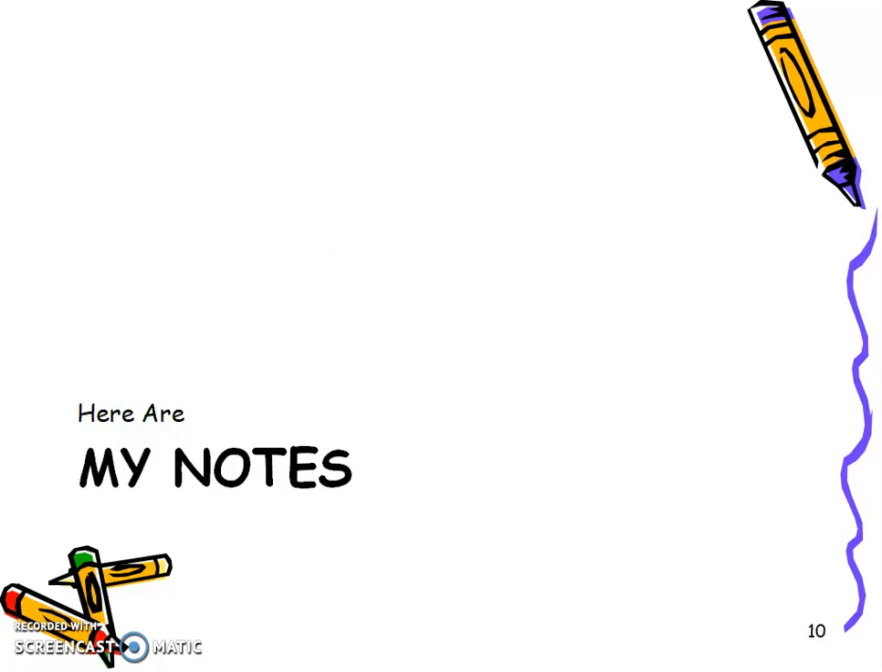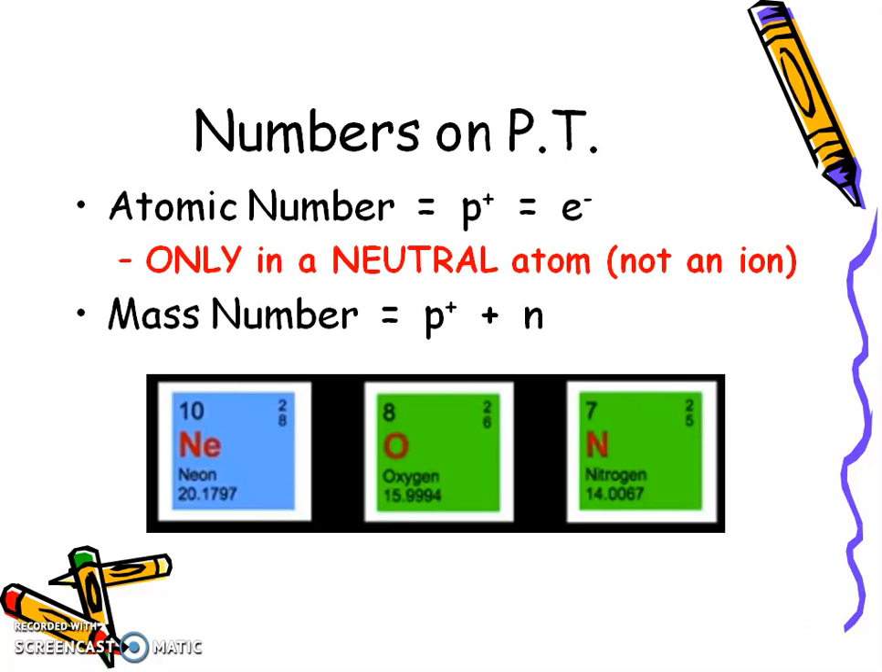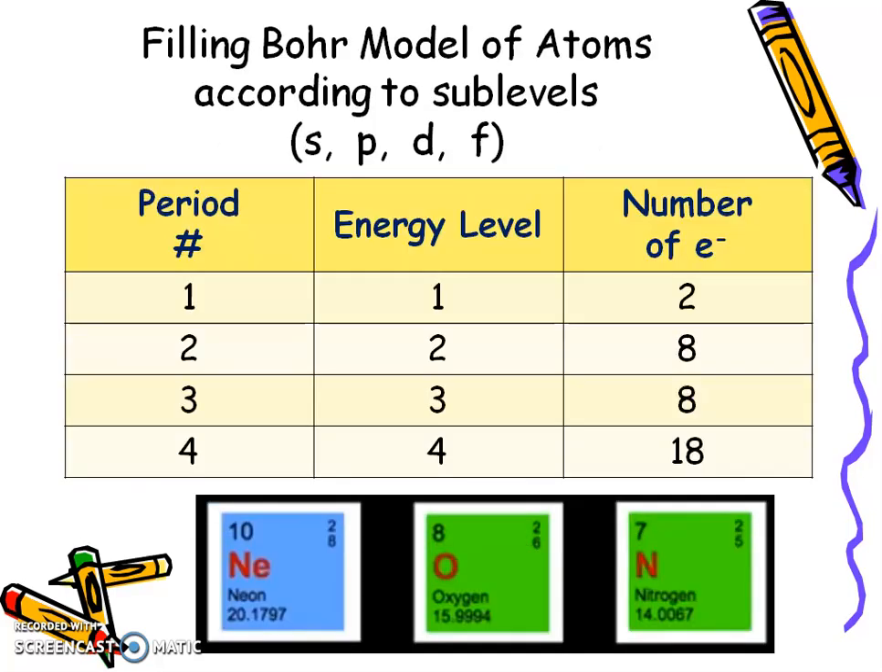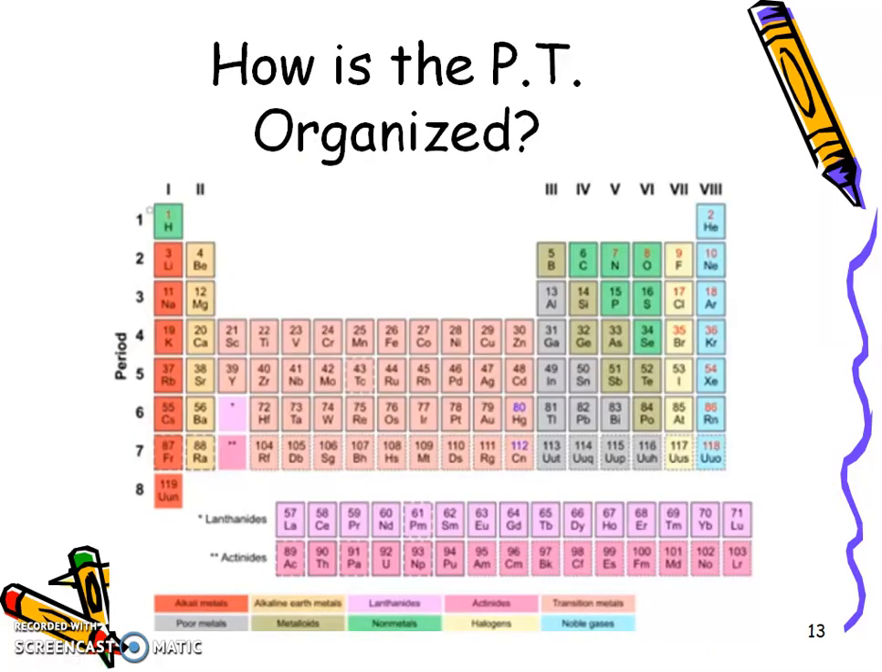Here are my notes. Again, I'm going to go through these quickly because you should write down your own. He talked about the periodic table and what those numbers represent. He also came back to that Bohr model and talked about how the period number represents the energy level and how many electrons are in that particular energy level according to the s, p, d, and f stuff you already know. And remember, down here is where those numbers of electrons come in handy. So how is the periodic table organized?